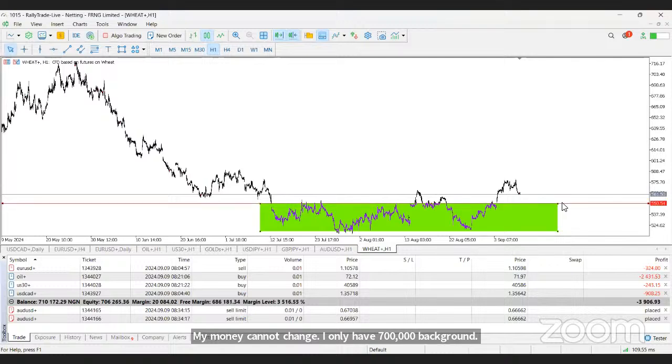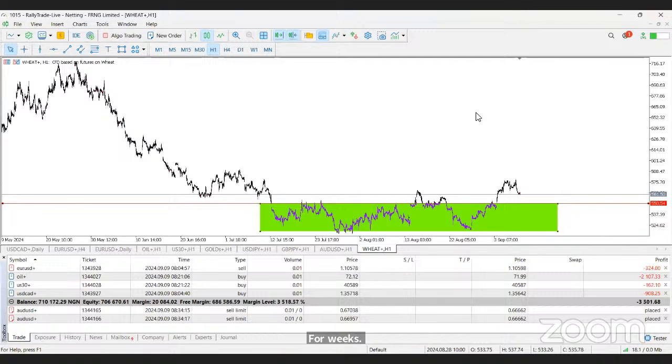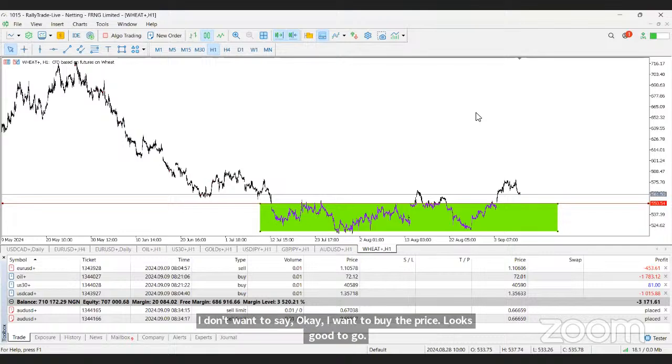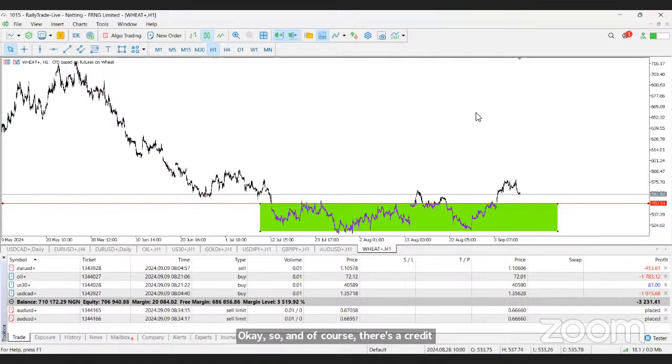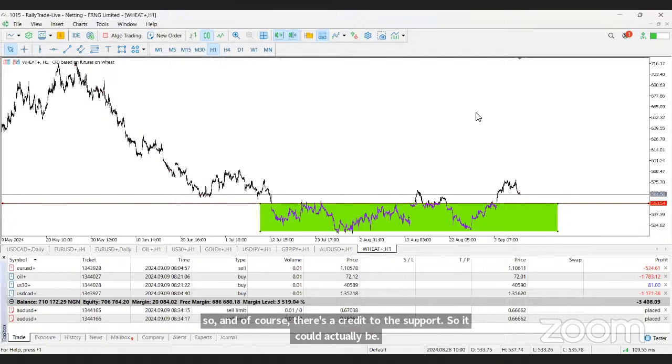So buy limit around this, $550.54 will be okay for wheat. So if you're interested in trading wheat, you can do a buy limit from $550.54. Now that's for wheat. The price technically could actually go up from this level. That's the way I look at it, because the price is dropping now and I don't want to sell. I want to buy. The price looks good to go up. And of course, there's a current retracement to the support. So it could be a retest to that region.